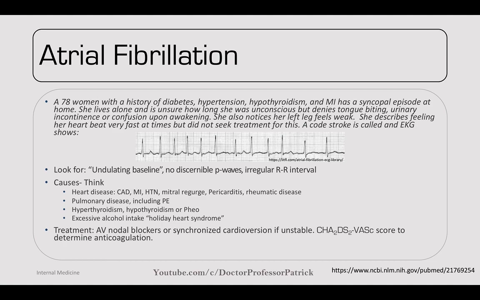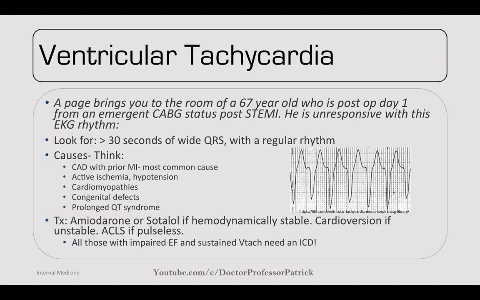So the treatment is going to be AV nodal blocking agents. So rate control is better than rhythm control. If they're unstable, you can try synchronized cardioversion. And then the next step would be to do a CHADS-VASc score to determine their anticoagulation needs, because AFib is going to increase your risk of stroke and embolic formation. So you would want to make sure anybody over 2 is on anticoagulation. So this woman here would definitely be in need of that. It sounds like she had a stroke.